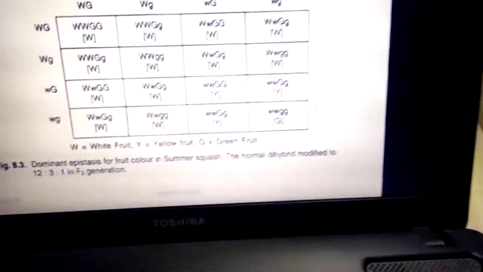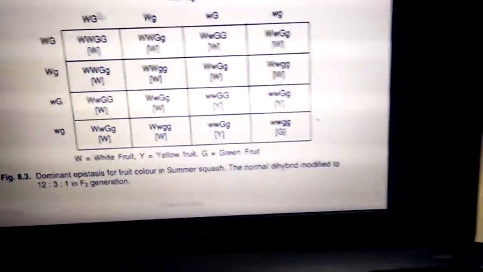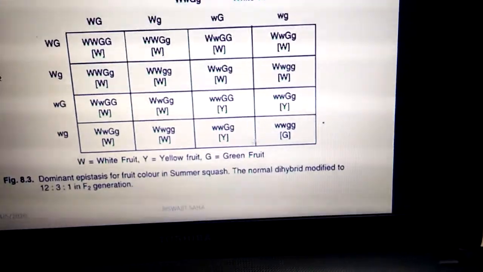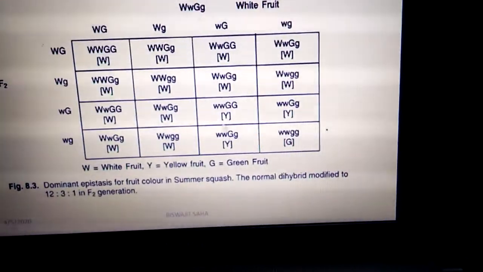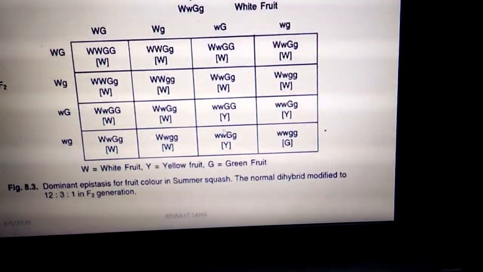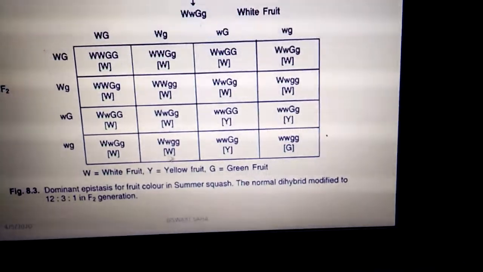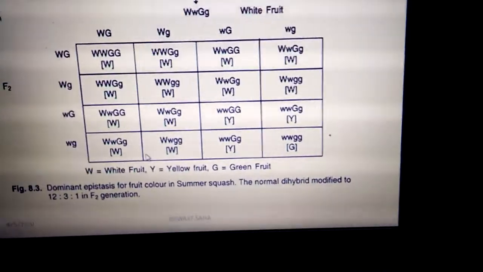So here we can see these are actually the green fruits, that is only one, and there are some yellow fruits here. These are the yellow fruits because small w is present in both of the cases, that is why it is yellow. These are all small w cases, and all the others will be white because they contain at least one copy of capital W.